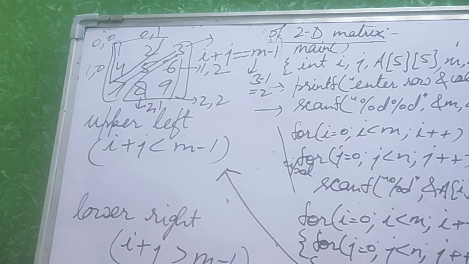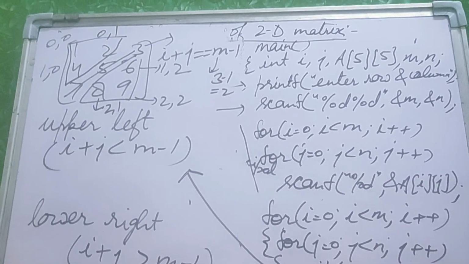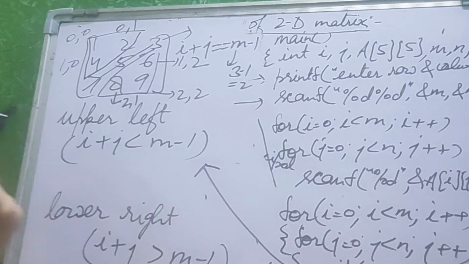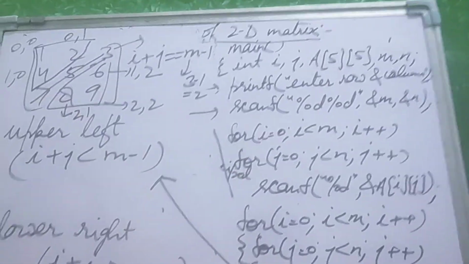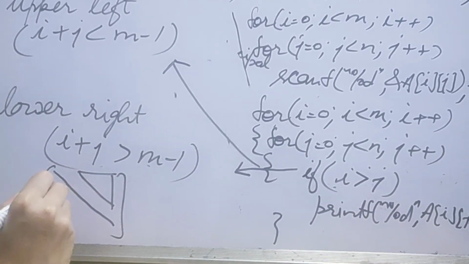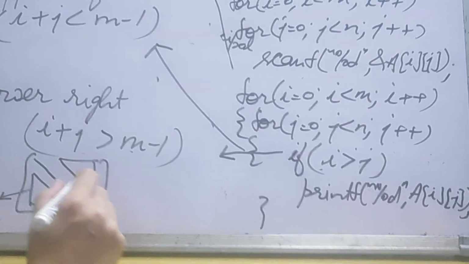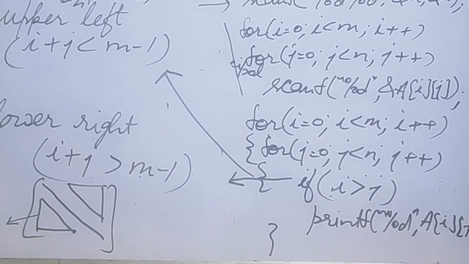Now we have 6 conditions for printing: diagonal element, non-principal diagonal element, upper left triangle, lower right triangle, this one triangle and this one triangle. What is this? Lower left and upper right. All triangles, we have conditions for all the triangles.